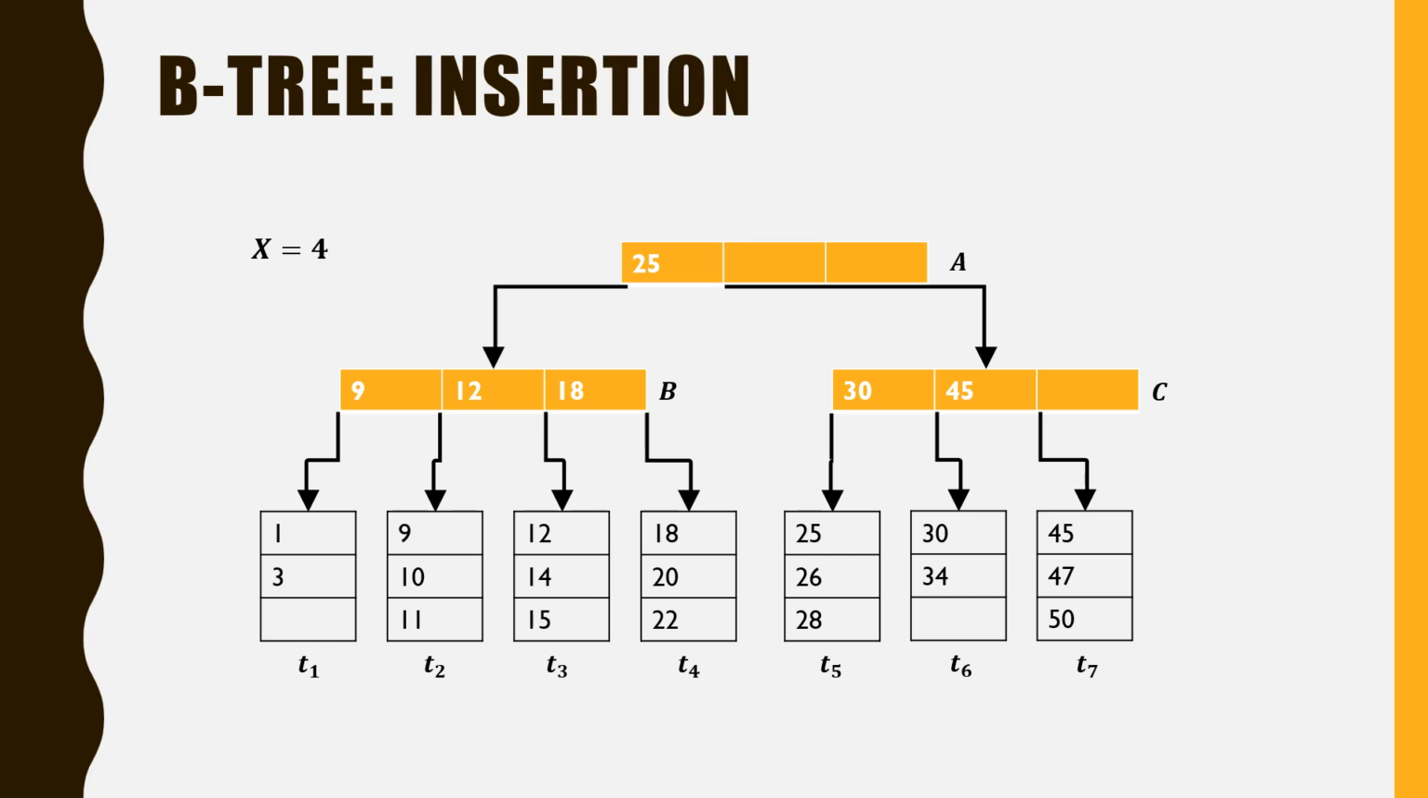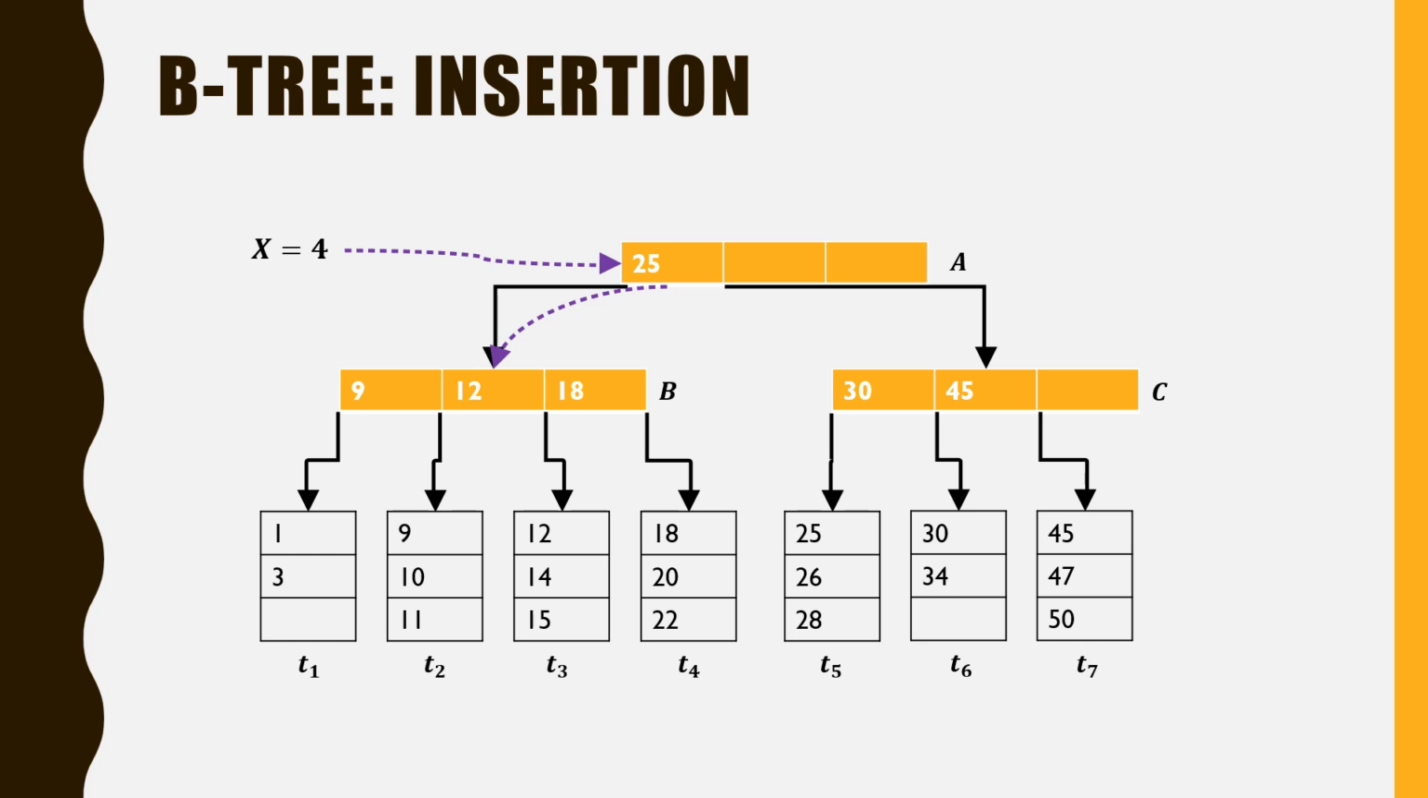Next, let's explore the insertion operation in the B tree. Suppose we want to insert the value 4 into the B tree. Similar to the binary search tree and its variants, the insertion operation in the B tree traverses the tree in the same manner as the search operation to locate the correct position for insertion.